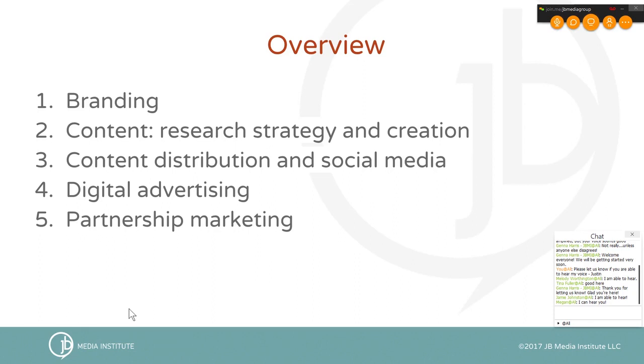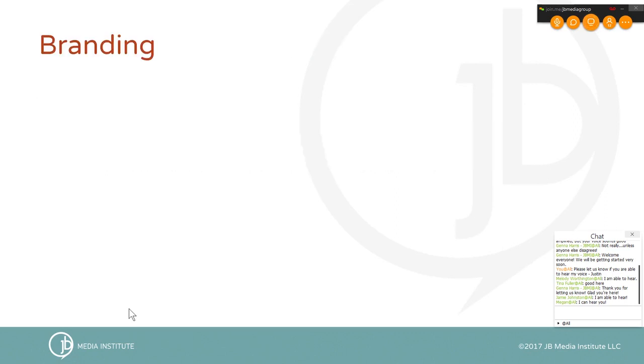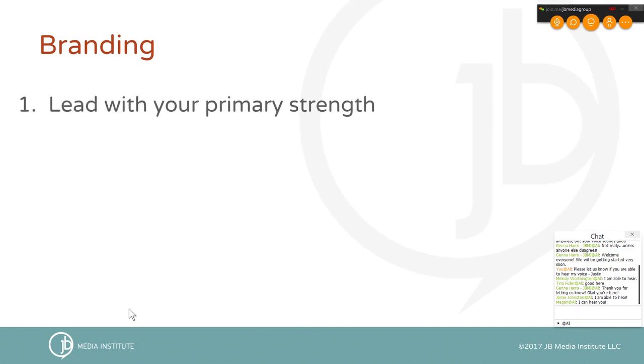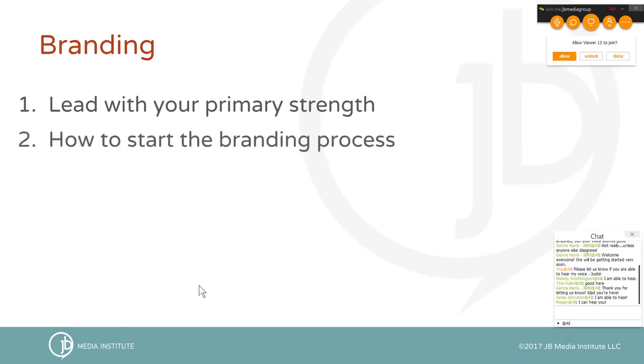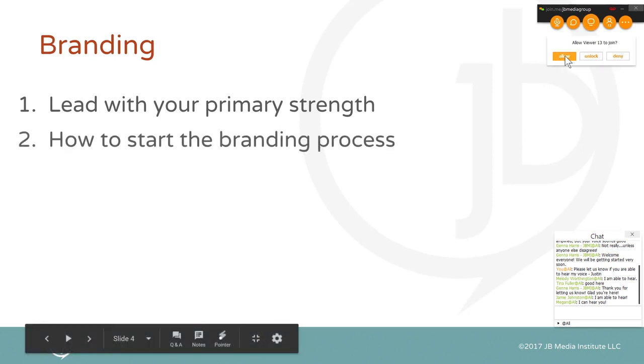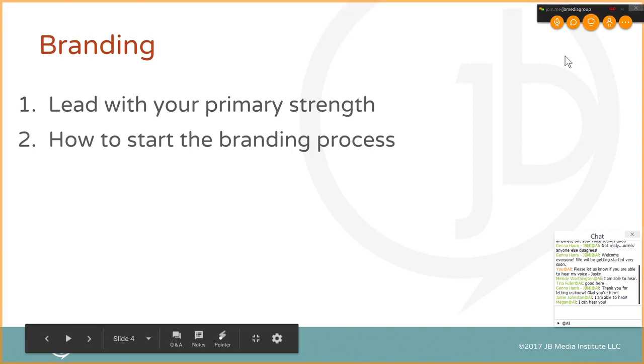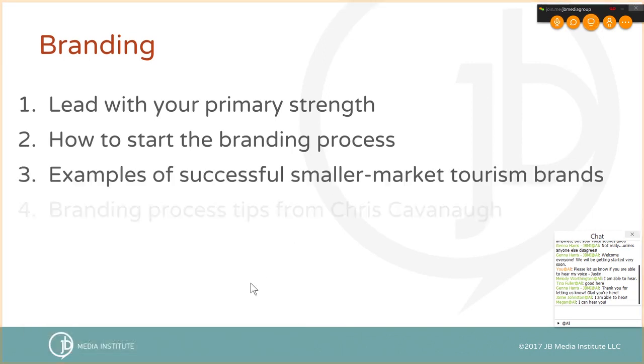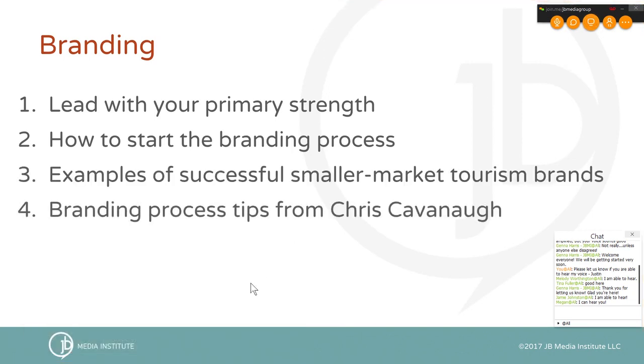So this is all based on that information, but I'm going to try to share as much as I can within the context of this 1-hour webinar today. I want to start with branding, and here are some of the things we'll cover. One is leading with your primary strength. Another is how to get started on the branding process. Then we'll talk about examples of small market tourism brands, and then some branding process tips from Chris Cavanaugh.